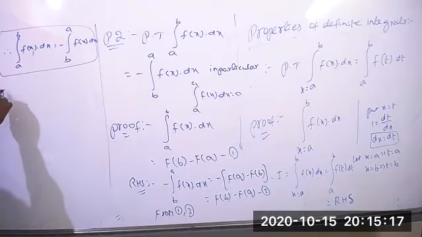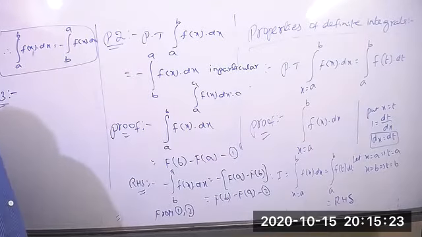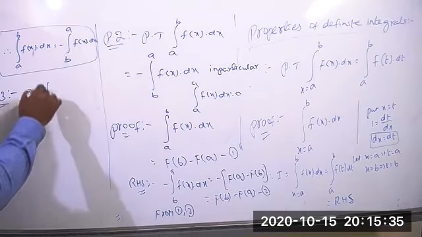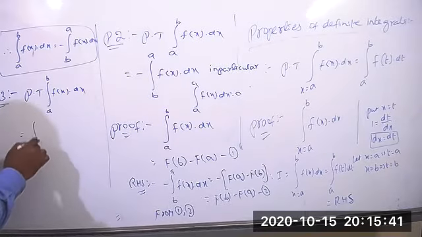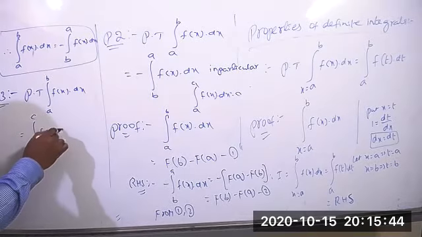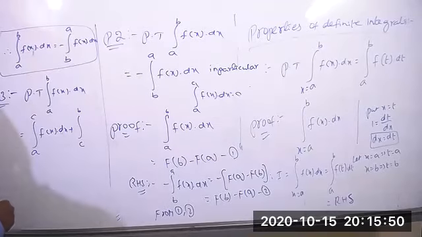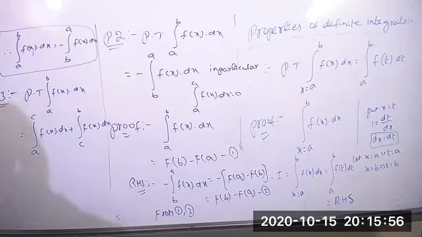Next, property 3. Prove that the integration of a to b of f of x dx is equal to the integration of a to c of f of x dx plus the integration of c to b of f of x dx. This is what we call the third property of definite integrals.